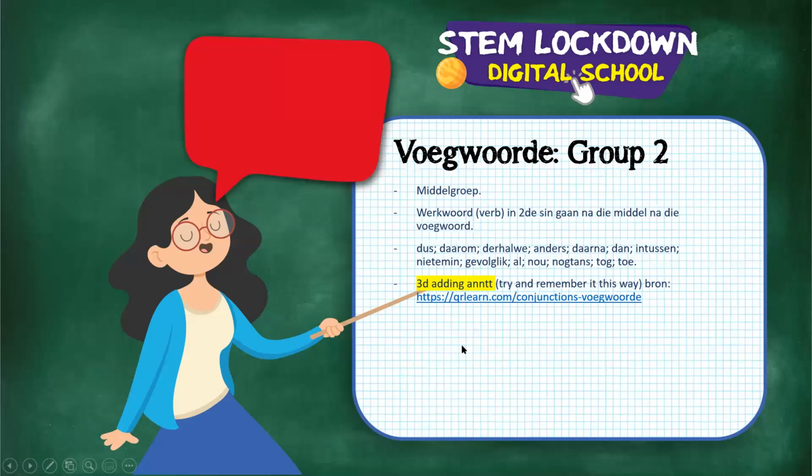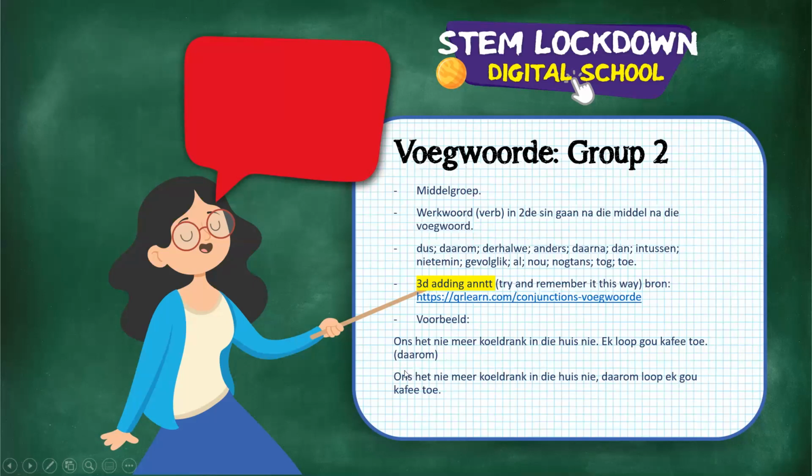Right, so there's a little rhyme for you to remember it, and an example would be, and remember here the word order might just change. Let me just make sure. Ons het nie meer koeldrank in die huis nie, sentence 1. Ek loop gou kafee toe, sentence 2. And no, the word order is not going to change. Ons het nie meer koeldrank in die huis nie, and also comma there. Daarom loop ek nou gou kafee toe.